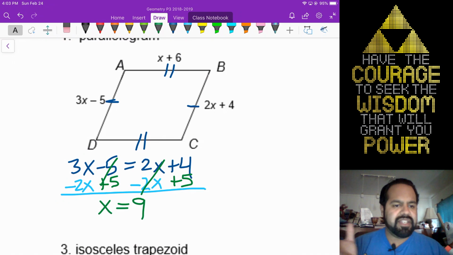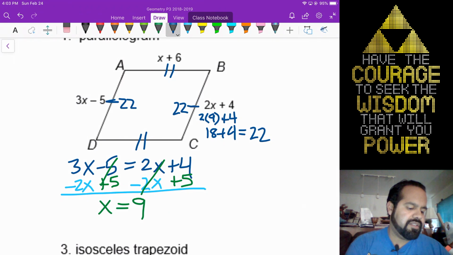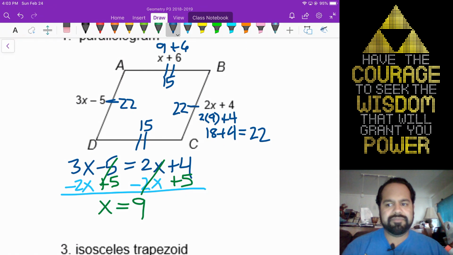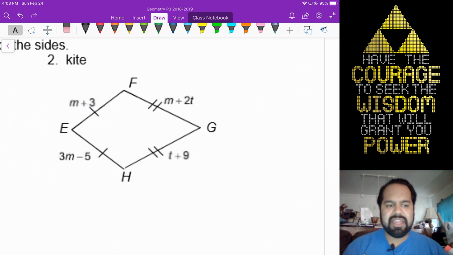It doesn't matter if I plug it into the left one or the right one, since those two sides have to be equal. So I'm going to plug it into the right one because I like smaller numbers. 9 times 2 is 18. So then I'm going to have 18 plus 4 equal to 22. So here 22, here 22. When I substitute the 9 up here, 9 plus 6 gives us a nice 15. Sweet. All right.